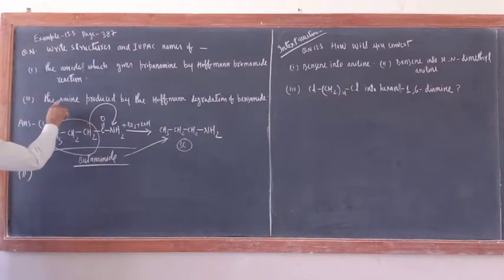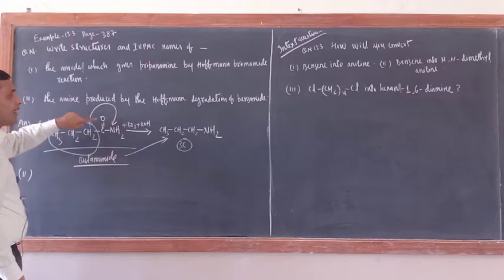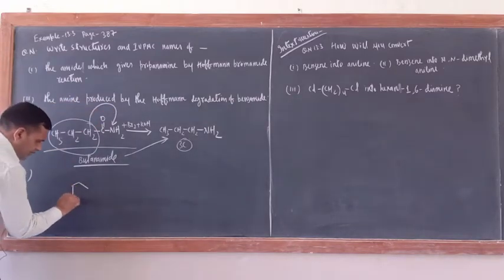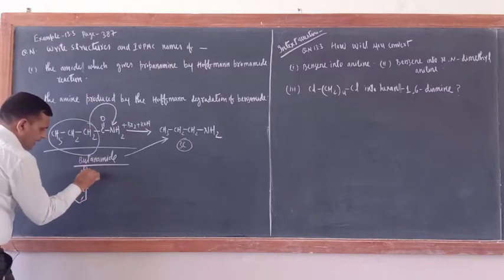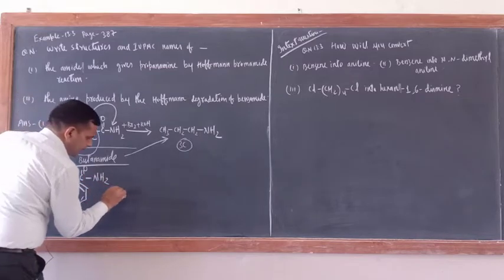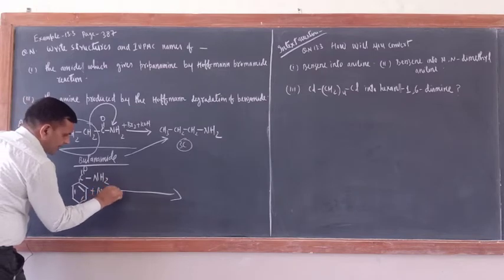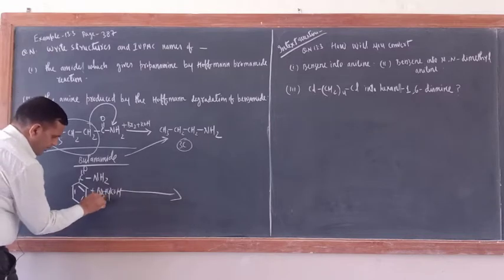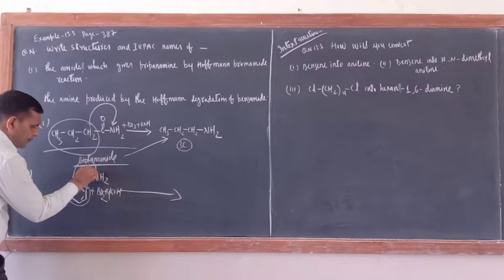The second one is the amine produced by the Hofmann degradation of benzamide. This is benzamide, C double bond O NH2. If you subject it to Hofmann bromamide reaction, here Br2 plus KOH or NaOH, 4 KOH. So just see, this entire benzene ring will be bonded with this NH2.